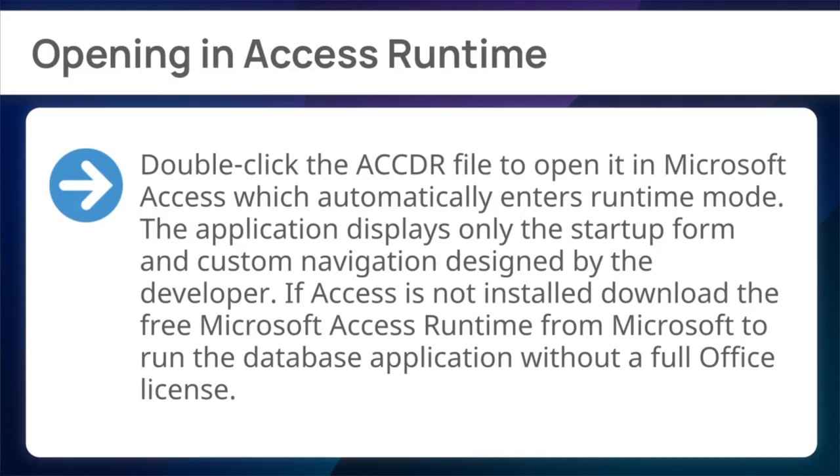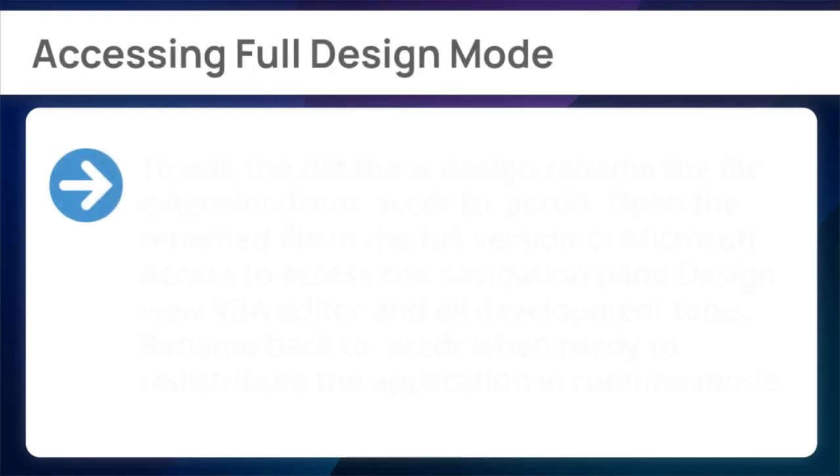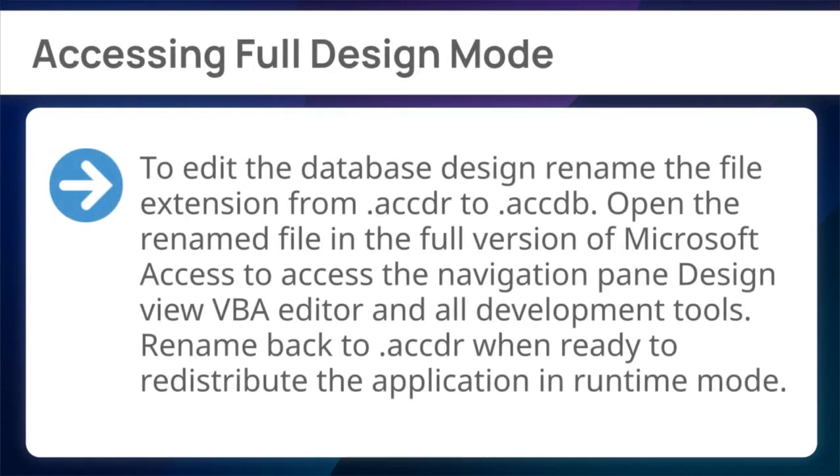full Office license. Next, accessing full design mode. To edit the database, rename the file extension from .accdr to .accdb. Open the renamed file in the full version of Microsoft Access to access the navigation pane, Design view, VBA editor and all development tools. Rename back to .accdr when ready to redistribute the application in runtime mode.